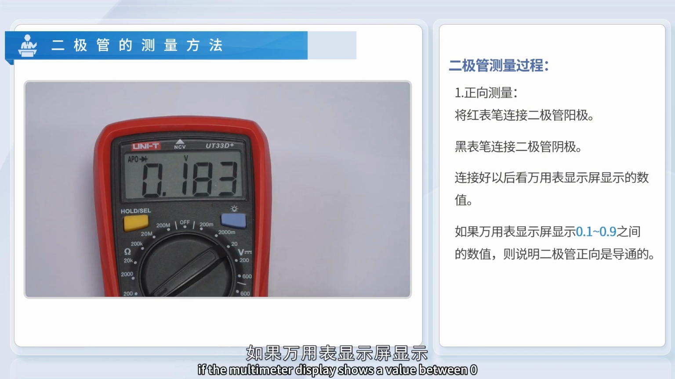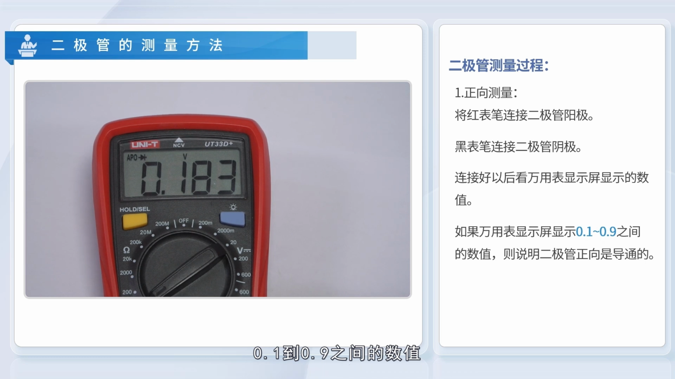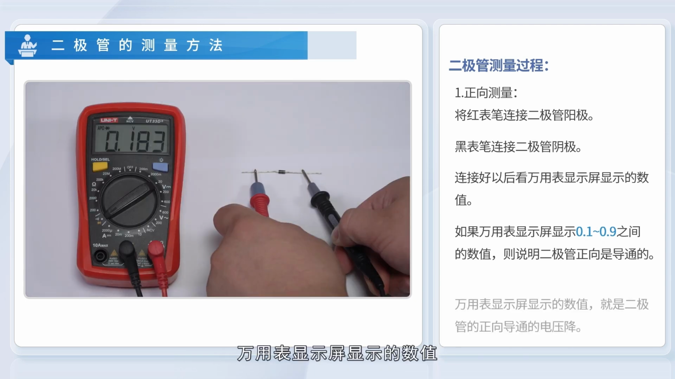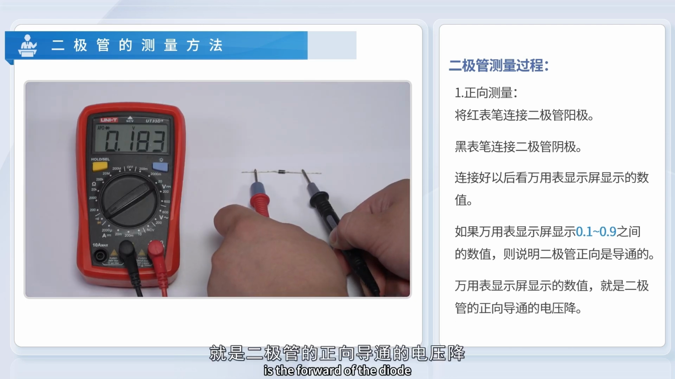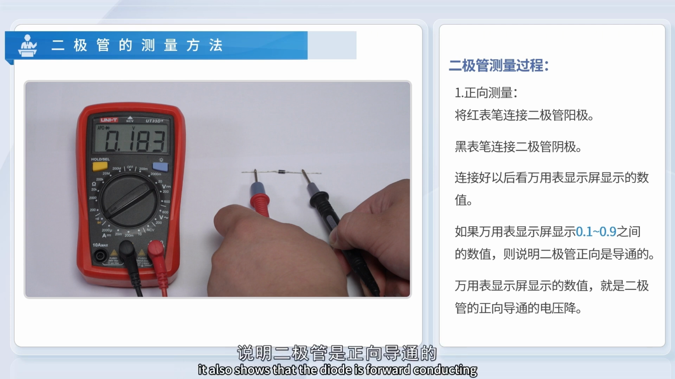If the multimeter display shows a value, it means the diode is conducting in the forward direction. The value displayed on the multimeter screen is the forward voltage drop of the diode. It also shows that the diode is forward conducting. So, the forward measurement of the diode is normal.